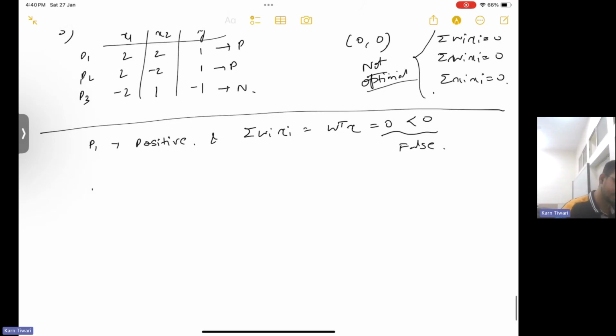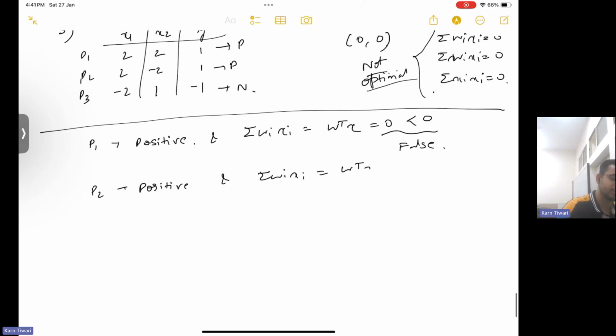Now just check the point P2, which is again positive. And again the summation Wixi. We haven't updated it till now. W transpose X is 0, which is less than 0. Again, this condition is false.